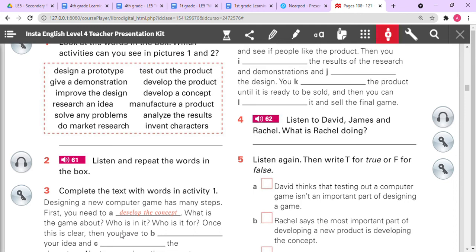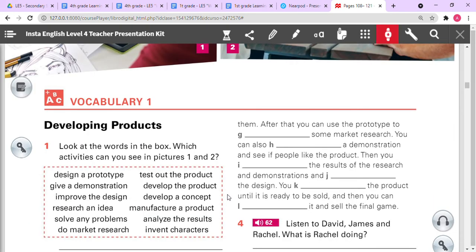Next, you work on the computer and design a prototype game. After this, you can test out the game and make sure it works. If there are any problems, then you can solve them. After that, you can use the prototype to do some market research.